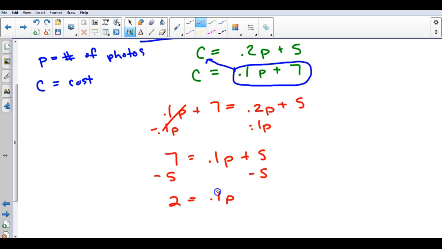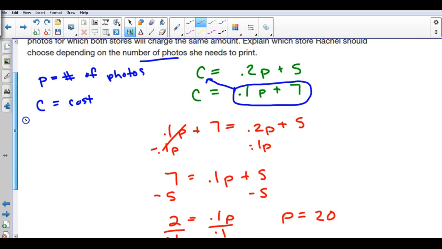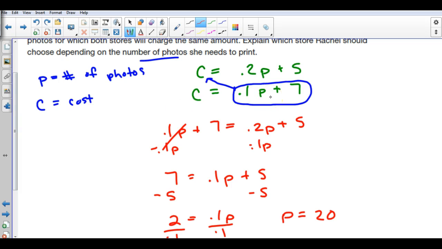So what I need to do is take 2 divided by 0.1, and that's going to tell me for how many photos she decides to print, both places will be the same price. And p ends up being 20. So if she does 20 photos, what that means is the cost for each of these places will be the same. So let's figure out what that cost is, because I want to figure out what my solution is to this.